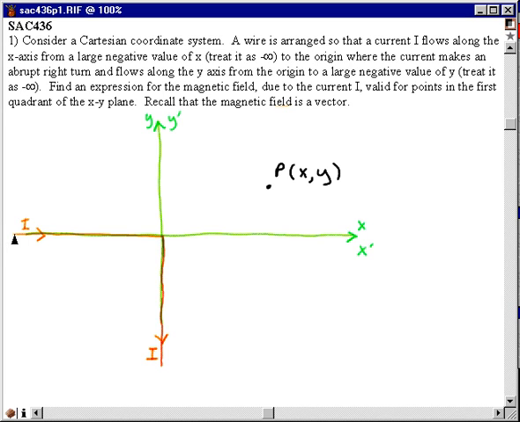We find the magnetic field due to the wire that lies along the x-axis, and then the magnetic field due to the wire that lies along the y-axis. And the magnetic field at point P is going to be the sum of the contributions from those two wires. So let's work on part one here.